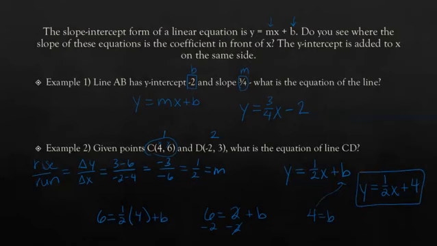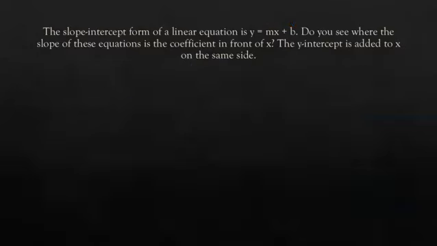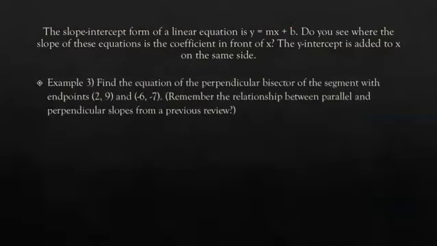One last example today. Find the equation of the perpendicular bisector of the segment with endpoints (2, 9) and (-6, -7). Wow. We not only have to find where it would bisect, but also how it would be perpendicular. Remember the relationship that we talked about in the last review between parallel and perpendicular slopes.